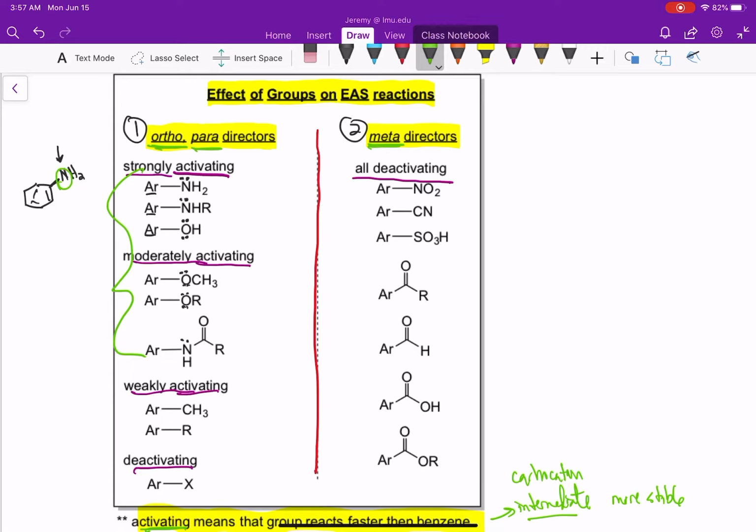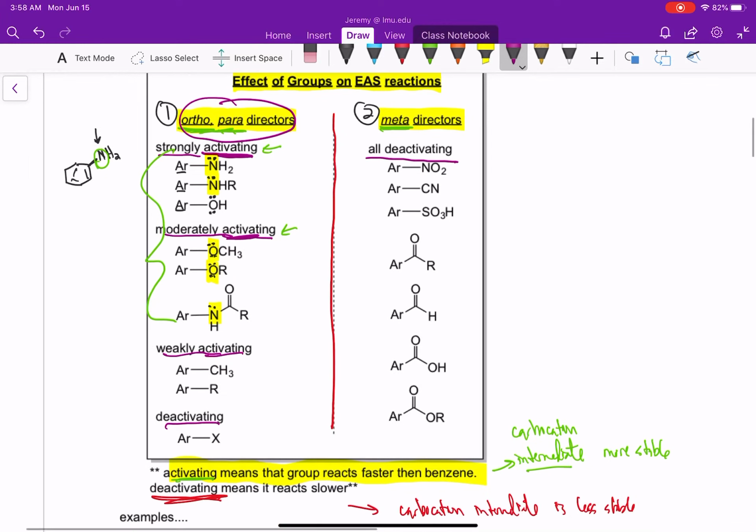Those are all ortho para directors, and you'll see that those are all activating. They react faster than benzene. So when you have an N with a lone pair or an O with a lone pair directly attached to our benzene ring, that is an ortho para director, and it is activating. Okay? That's our first category, anything with a lone pair.